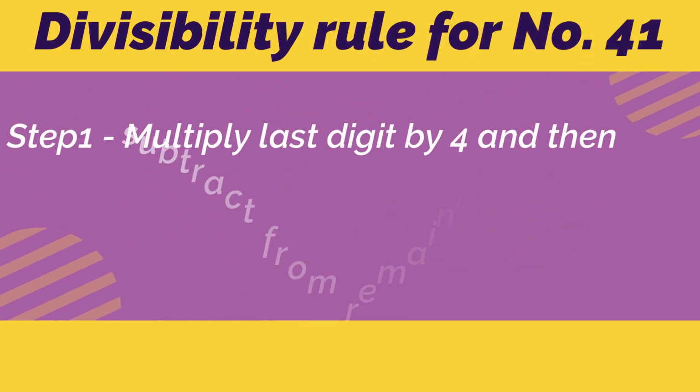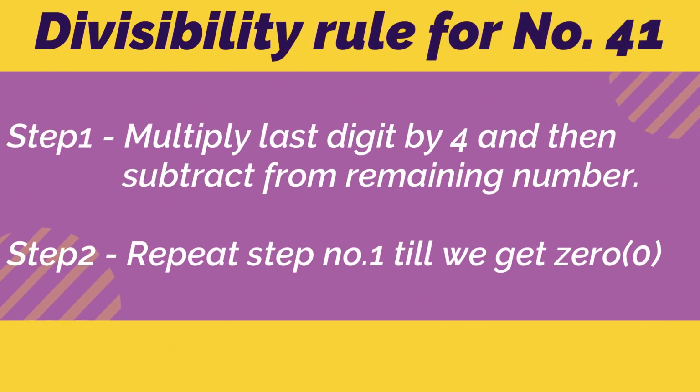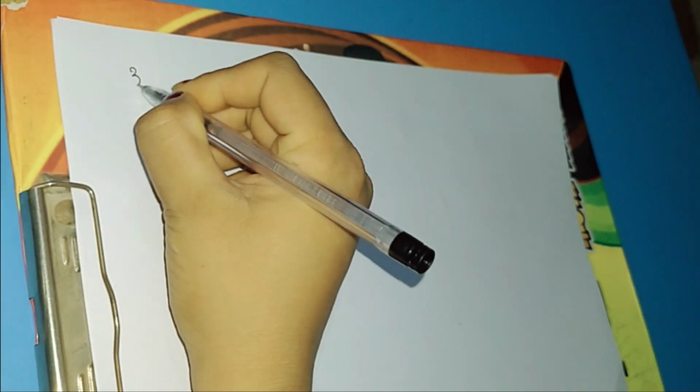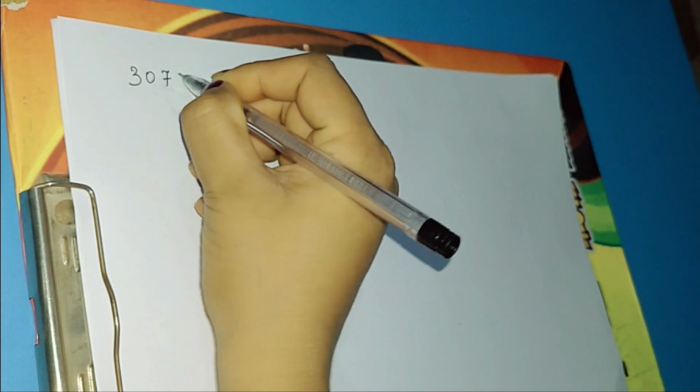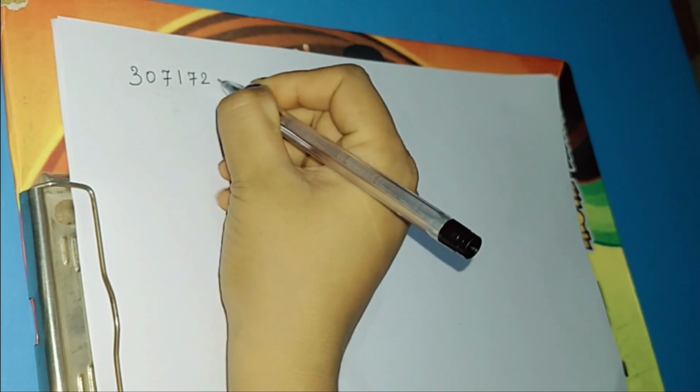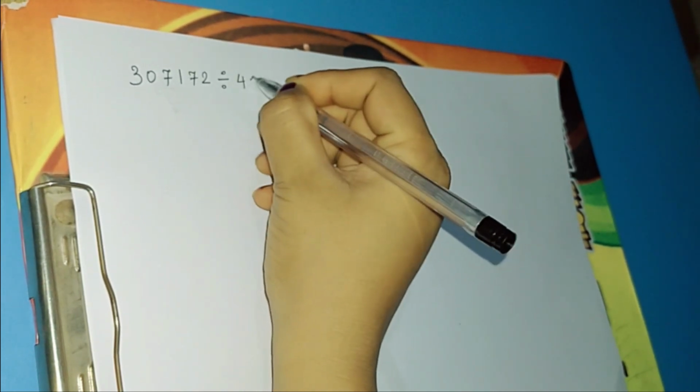Divisibility rule for number 41 contains two steps. Step 1: Multiply last digit by 4 and then subtract from remaining number. Step 2: Repeat step 1 till we get 0. Let's take the number 3,07,172 and check whether it is divisible by 41 or not.